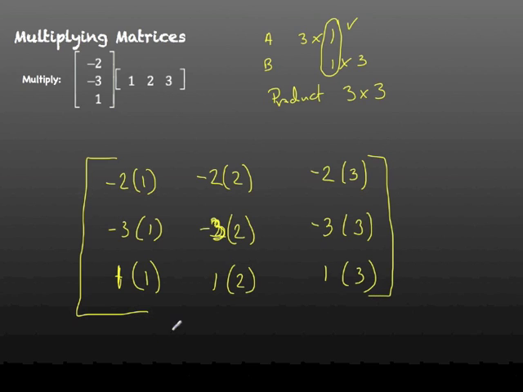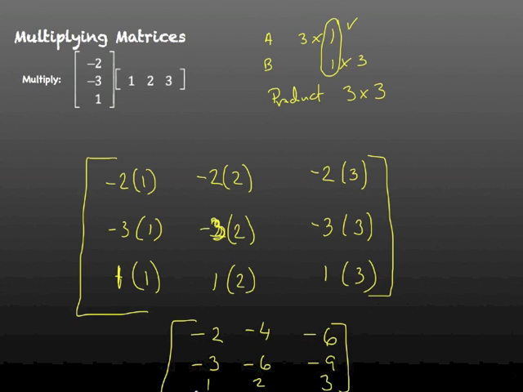Multiply each of these out and you'll get your answer. -2, -4, -6, -3, -6, -9, 1, 2, and 3. And that is your product matrix.